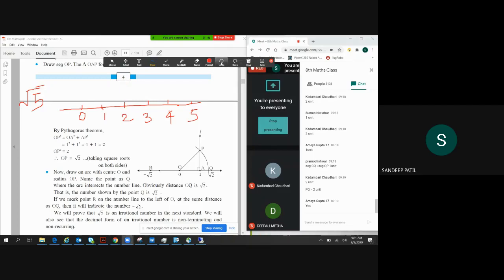Sorry for my drawing. It's a freehand drawing. Okay, so this is a perpendicular line. So now A, B, and C. If AC should be root 5, then what should be the distance of BC? Can you write it in the chat box?